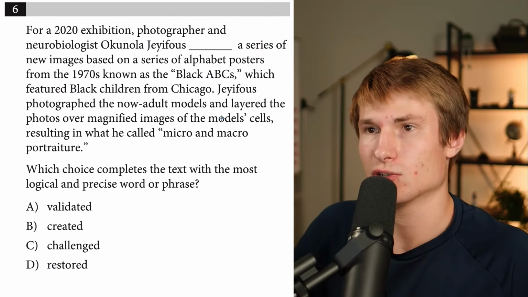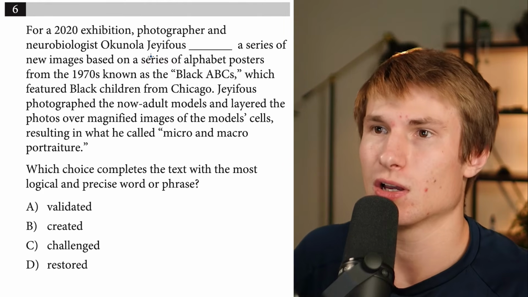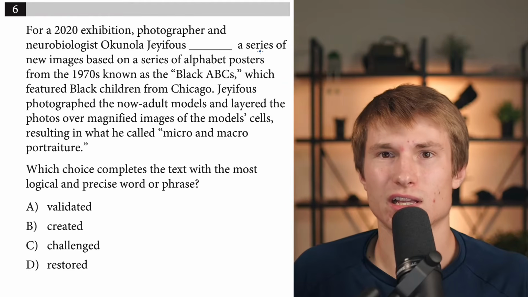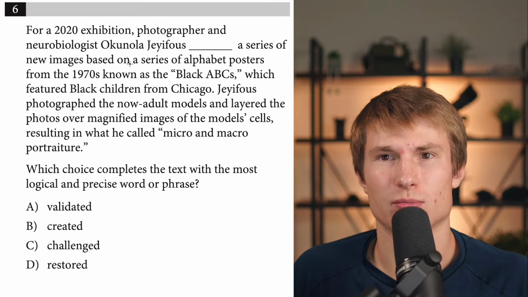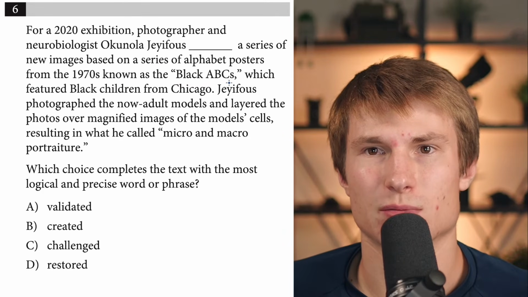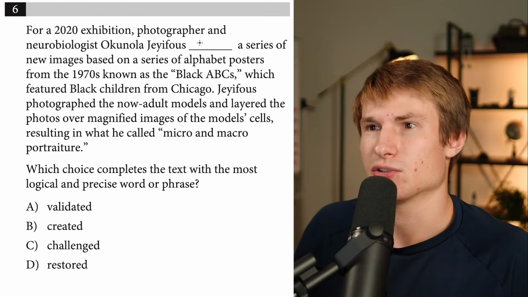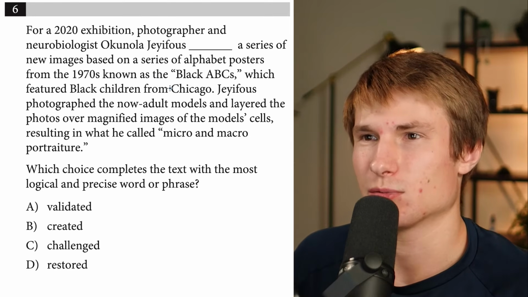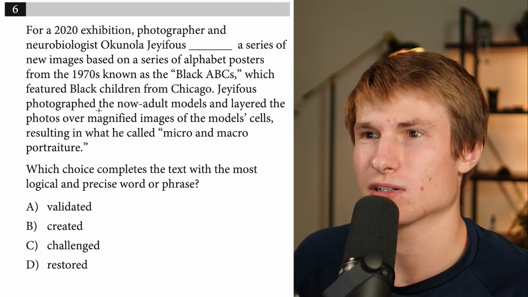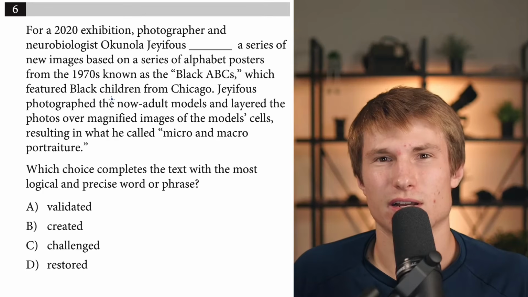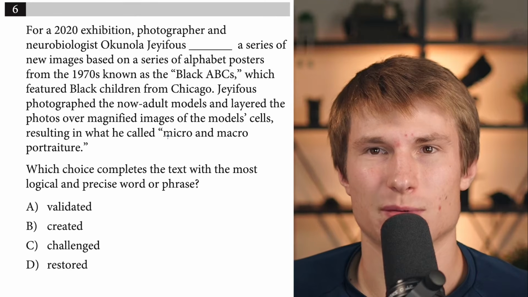Question 6. For a 2020 exhibition, photographer and neurobiologist Okunola Jayofas blank a series of new images based on a series of alphabet posters from the 1970s known as the Black ABCs. I would assume this is something like created. We have which featured black children from Chicago. JFS photographed the now adult models and layered the photos over magnified images of the models' cells, resulting in what he called micro and macro portraiture.